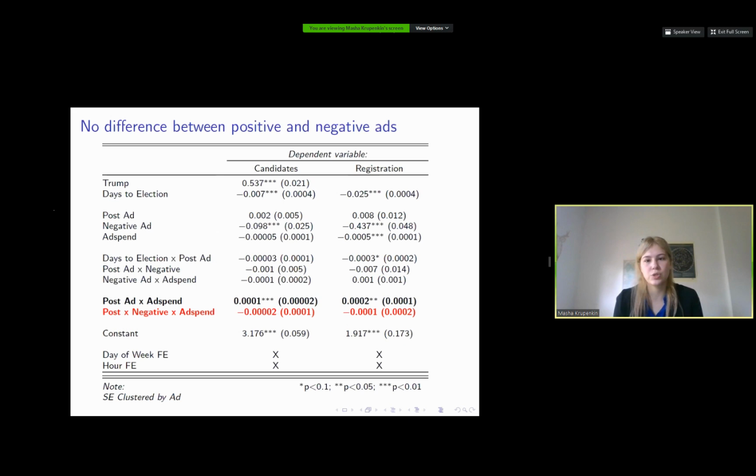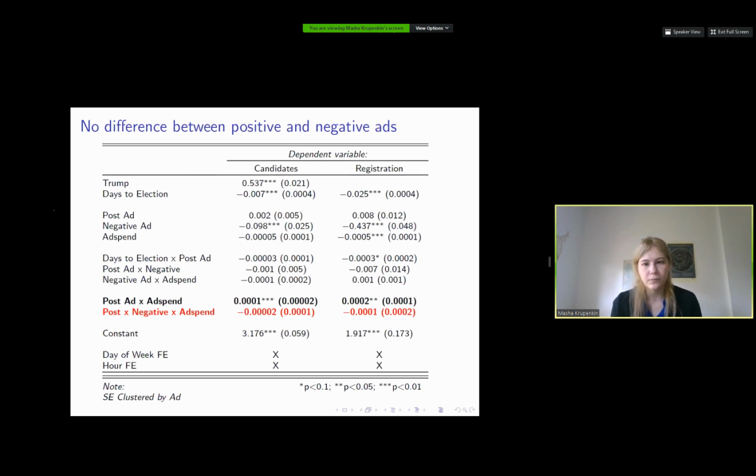And just in some sort of results bearing on this positive versus negative question, what we see here, the important lines, the bolded ones. So what we see here is the interaction between post-ad and ad spend. Basically the time period after an ad has run, from minute 0 to minute 2, is significant for both the candidate searches and the registration searches.